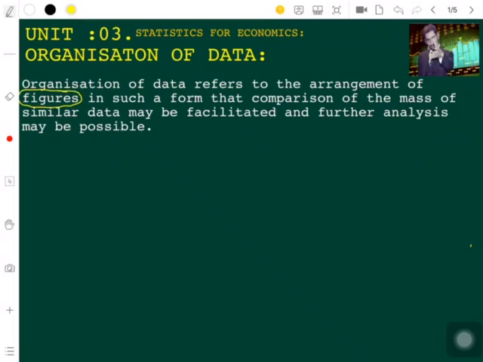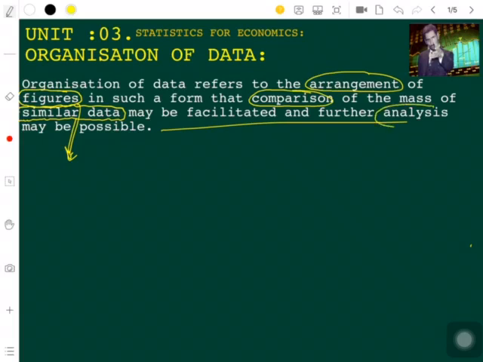In such a form that comparison, the second thing, arrangement, which was the very first thing, of mass of similar data. You see, mass of similar data. Here figures come into being. Here similar data we are talking about. That means singular and plural sense may be facilitated, and further analysis may be possible. This is the ultimate aim of ours, to analyze the things in a way so that we may understand what we are talking about.